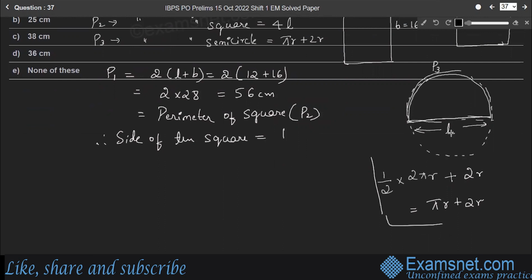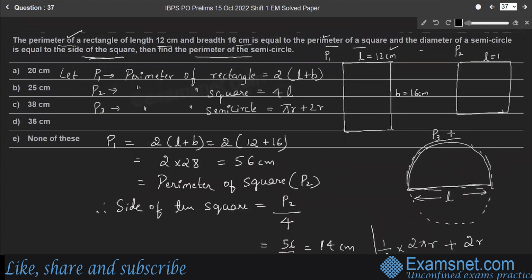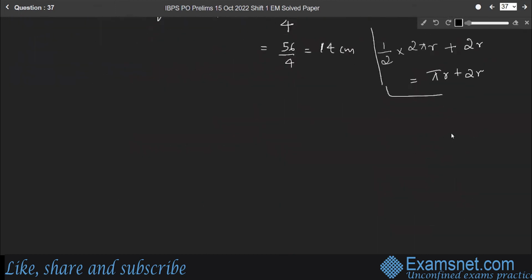By the formula, it is P2, perimeter of the square, divided by 4. So 56 by 4, which is equal to 14 centimeter. So this side of the square, L is 14 centimeter, is equal to diameter of the semicircle. So diameter of the semicircle is 14 centimeter.